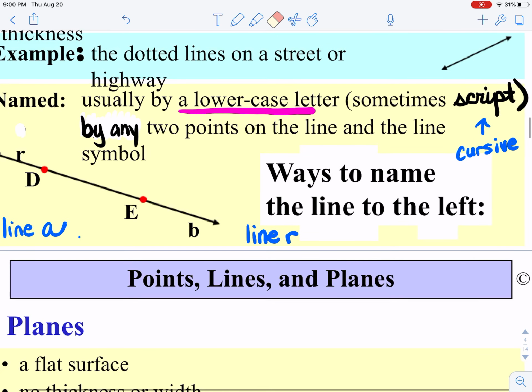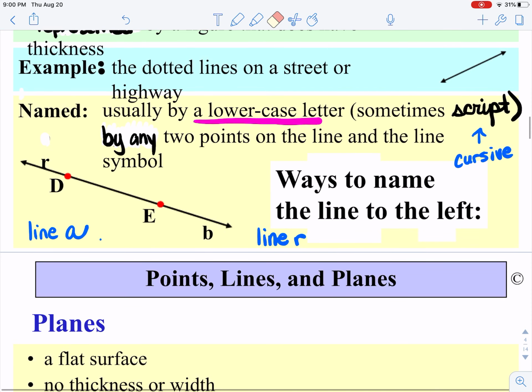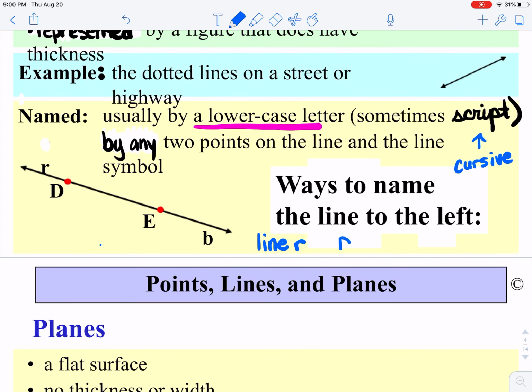The second way you can write this is using two points, and remember points are capital letters. So the way you could write it, you could say DE, or you can say ED. But what's important is that you put a little mini line on the top. That's the symbol. That is how you write a line. If you don't put a bar on it, it means something else. The little bar with the arrowheads means something else.